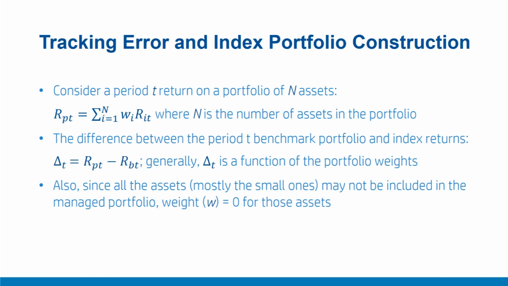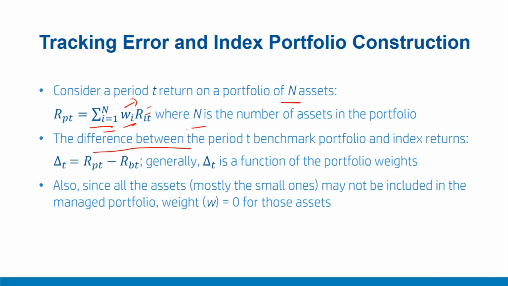Let us discuss this tracking error. Consider a period T return with n assets or n securities. Since it's a portfolio of n assets, we have already seen how to compute its returns. That is w_i, which is the proportionate amount invested in security i. R_it is the return of security i in the period T. n is the total number of assets, so summation i equal to 1 to n. This will give me the portfolio return.